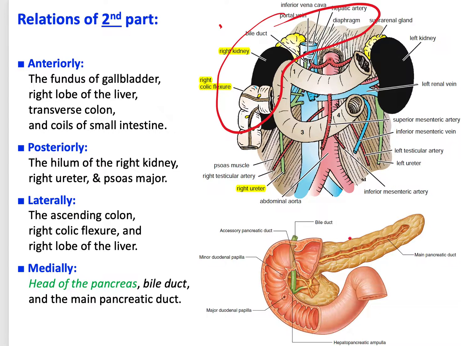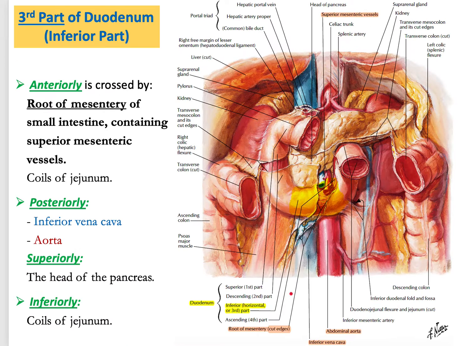Medially, this is mostly what you will see in the exam. This is the second part. Medially, there's the head of the pancreas, there's the bile duct, there's the main pancreatic duct. These structures are very important, located medial to the second part of the duodenum. You see why the duodenum is important?